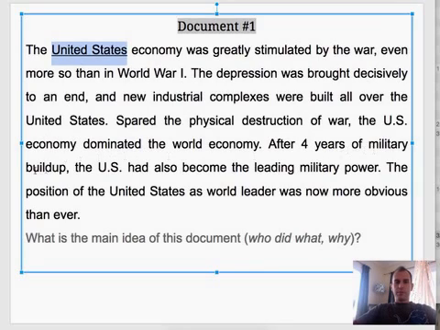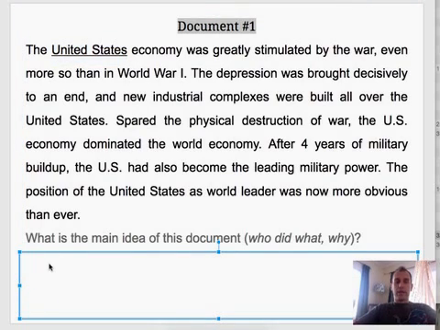After 4 years of military buildup, the U.S. had also become the leading military power. The position of the U.S. as a world leader is now more obvious than ever. Okay, so the only who in here is the United States. So I know right away my answer is going to start with something like the United States.